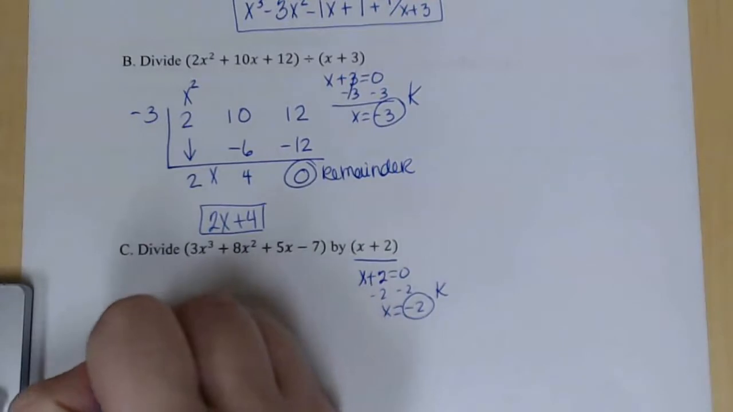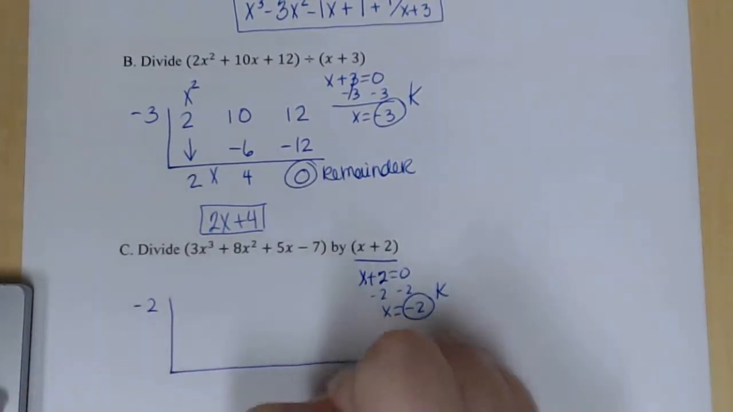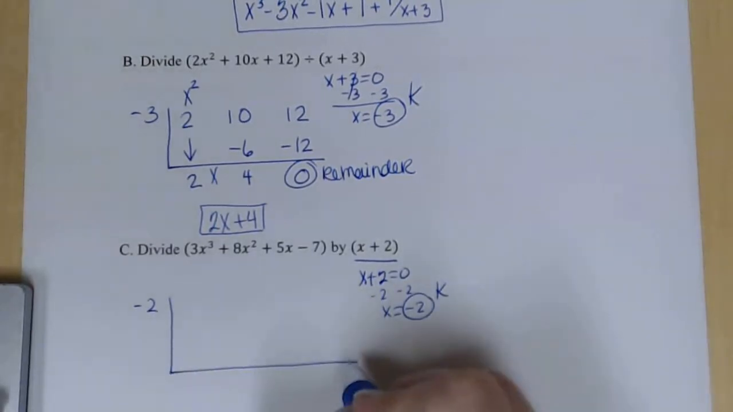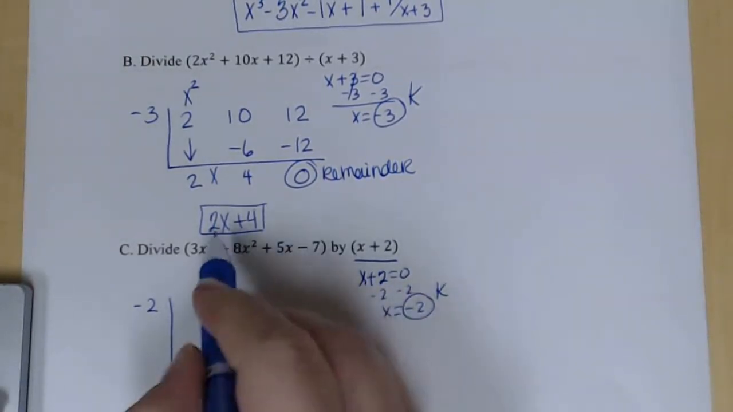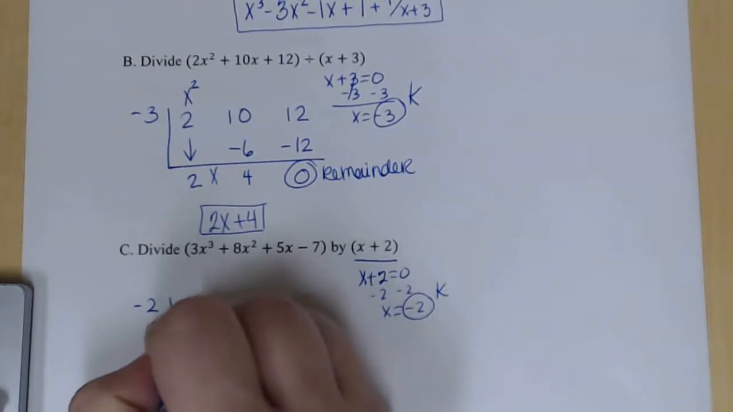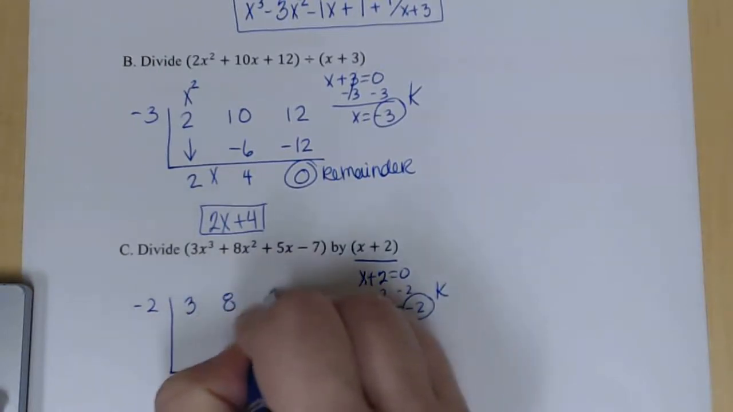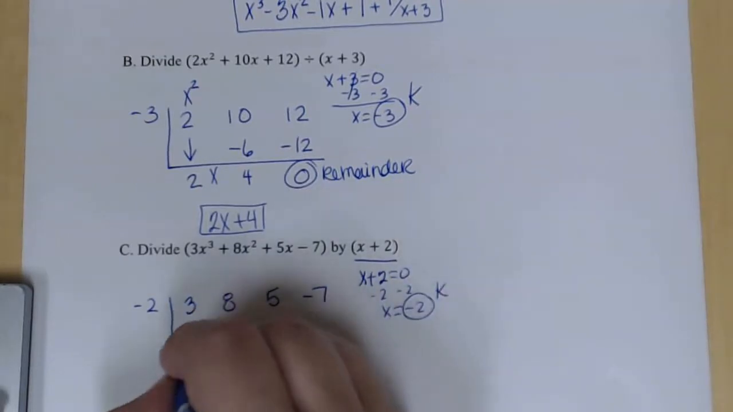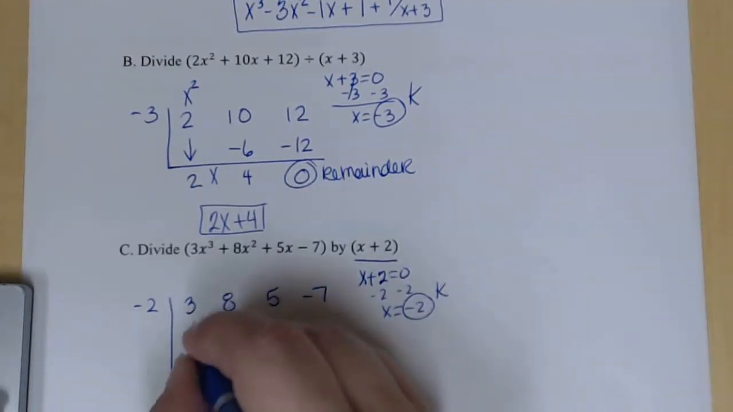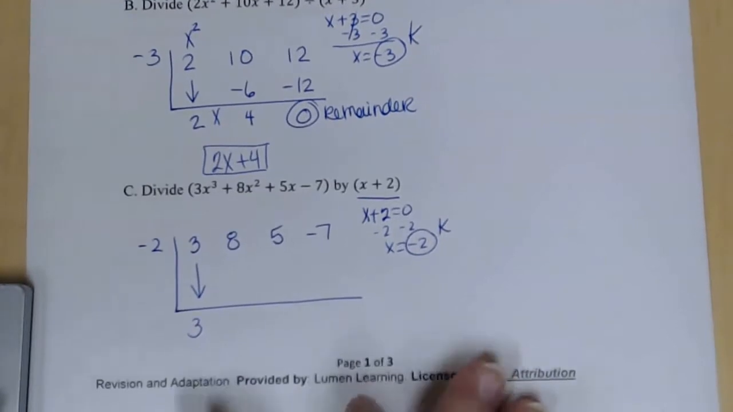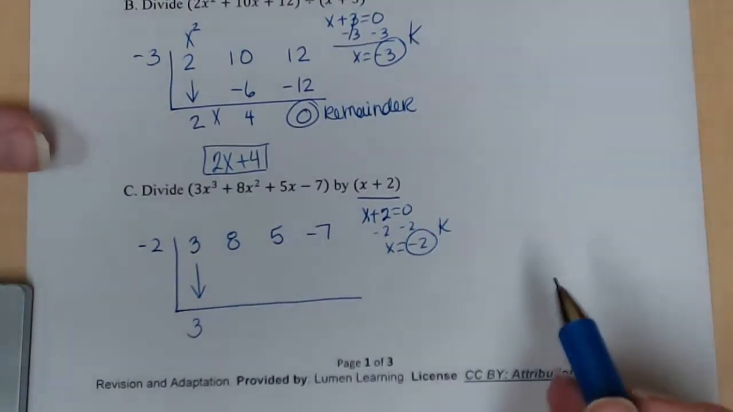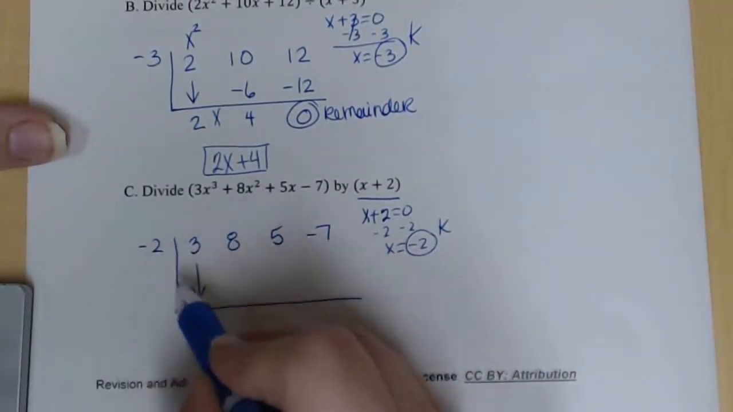Once you have your k, you're going to place it out front. Draw your large synthetic notation here, and then I'm going to place in my coefficients. It's an x cubed, so I'm going to take the coefficients. This would be 3, 8, 5, and negative 7. You're going to bring down the first number. I always put an arrow there, one, so I can see what I'm doing, two, so I don't accidentally place a number there and then mess up the problem, because again, this can domino out of control if you make a small error.